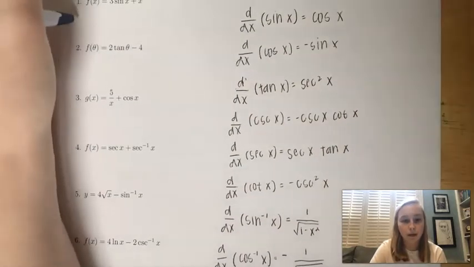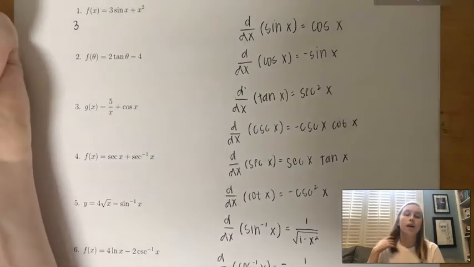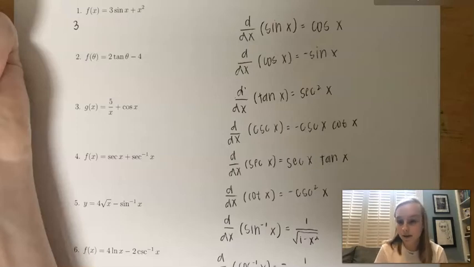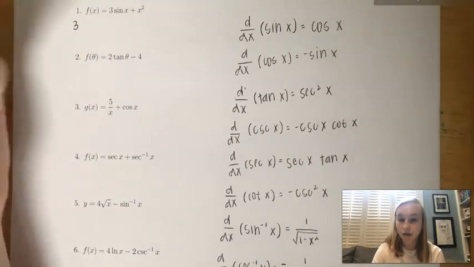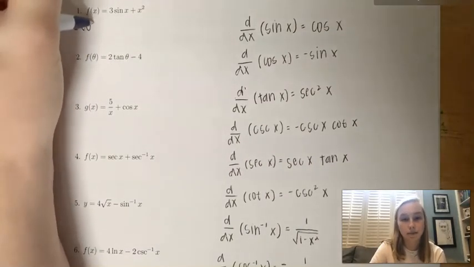Okay, so here's the first problem. The function is 3 sine x plus x squared, and we're trying to take the derivative of it. So first things first, 3 sine x. If you have a number times a function, in order to take the derivative, you just write the constant, which is 3 in this case. That does not change when you take the derivative, so it's just a constant. It's still there. So what we're going to have to do is take the derivative of sine x. As I referenced, the derivative of sine x is cosine x. So it's 3 cosine x.